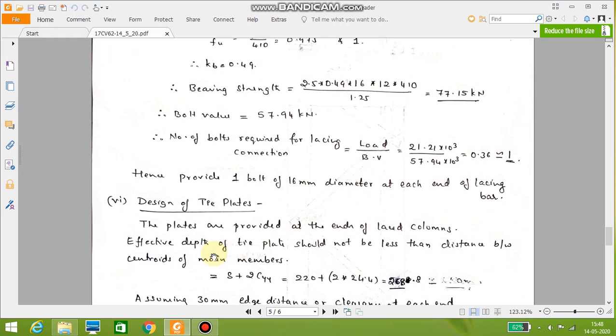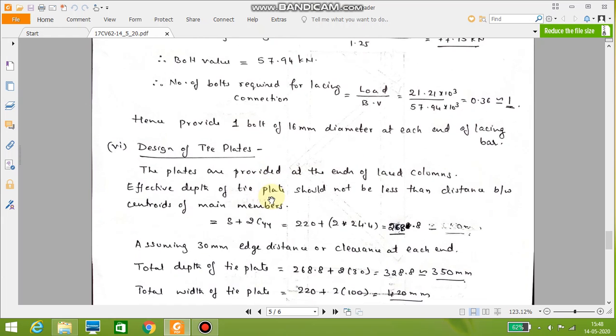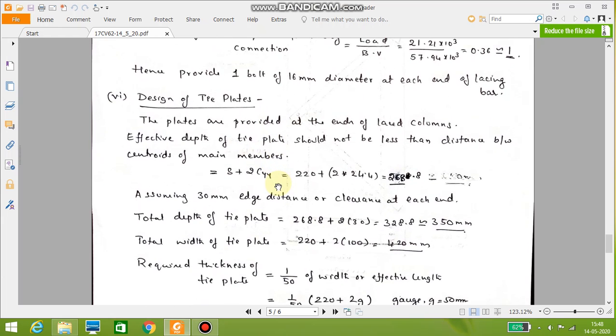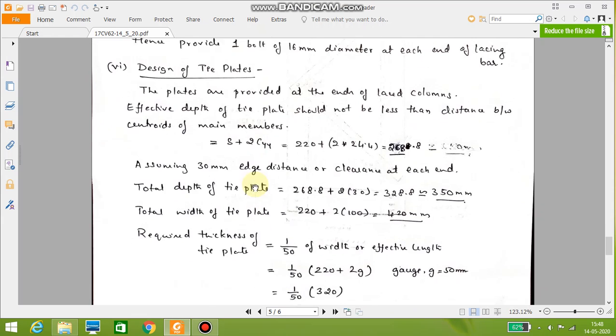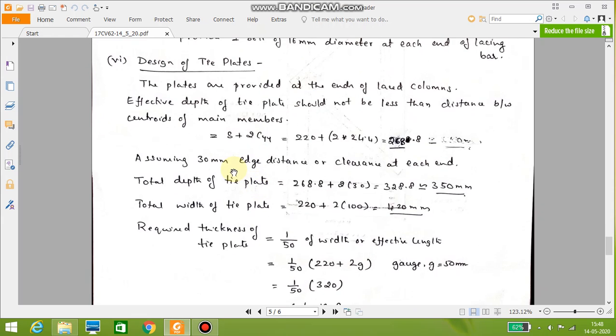And finally, you have to do the design of tie plates. So usually these tie plates are provided at the top and bottom of the compression member only. So the effective depth of the tie plate should not be less than the distance between centroid of main member. So that is equal to S plus 2 into Cyy. The answer is 268.8 mm. Assuming 30 mm edge distance or clearance at the end, the total depth of the tie plate is 268.8 plus 2 into 30. The answer is 328, rounded off to 350.